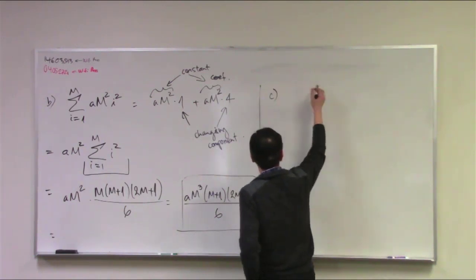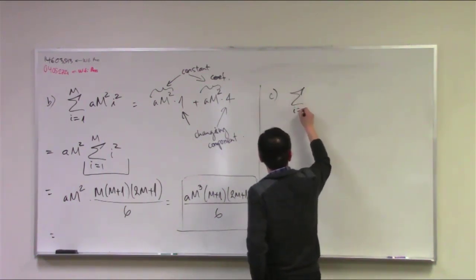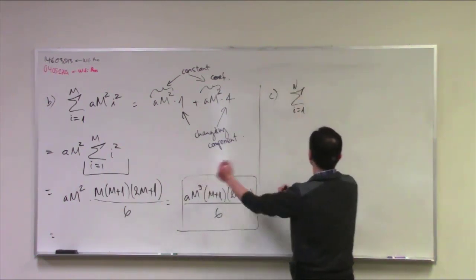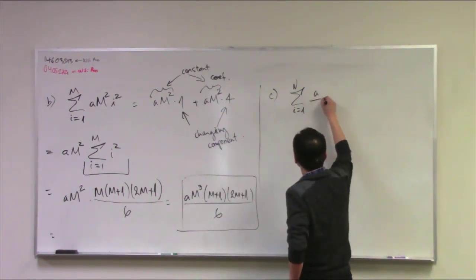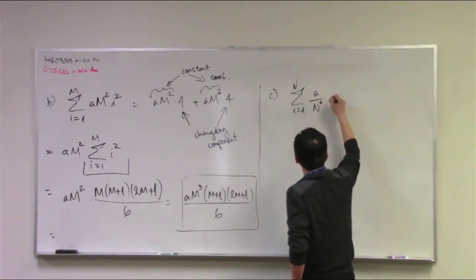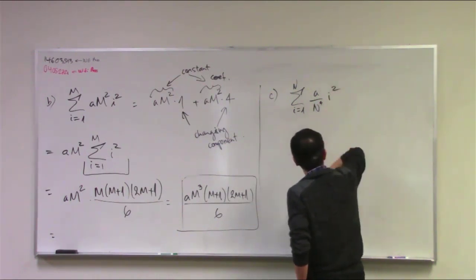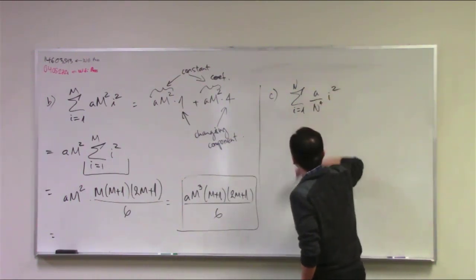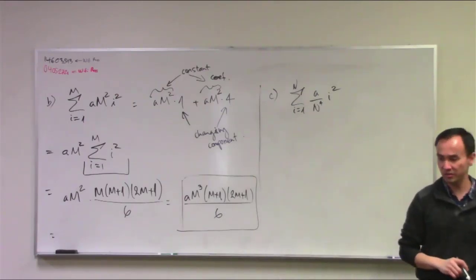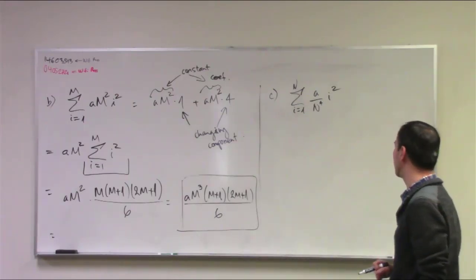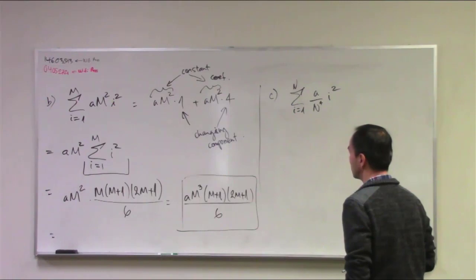Think of another one here. Right, i from 1 to n, okay? And here your coefficient is a over n to the 4th, right? And then here I have i squared, okay? Something like that. And this one here you should be able to pick up on the fly very quickly, similar to the earlier one.